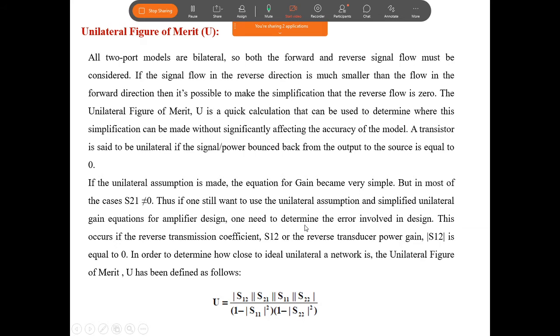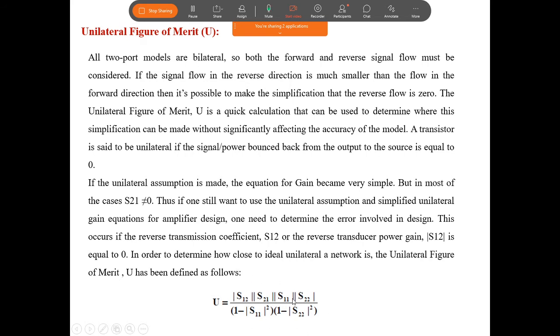design, one needs to determine the error involved in the design. This occurs if the reverse transmission coefficient, that is S12, or the reverse transmission gain S12, is not equal to 0. In order to determine how close the network is to an ideal unilateral network, the unilateral figure of merit has been considered. The unilateral figure of merit is defined like this, as I already stated here.